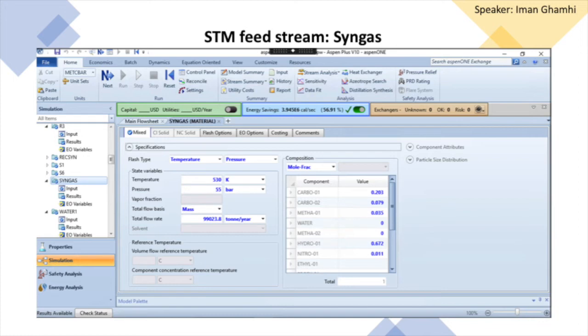A molar flow of 99,023 tons per year of syngas was used, which resulted in the production of 80,000 tons per year of methanol, with a purity of 78.7%. We decided that the conditions of the methanol stream were suitable for olefin production, and therefore we used it as the feed for the MTO reaction.